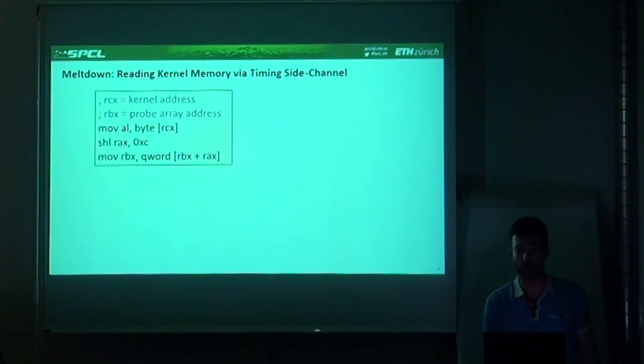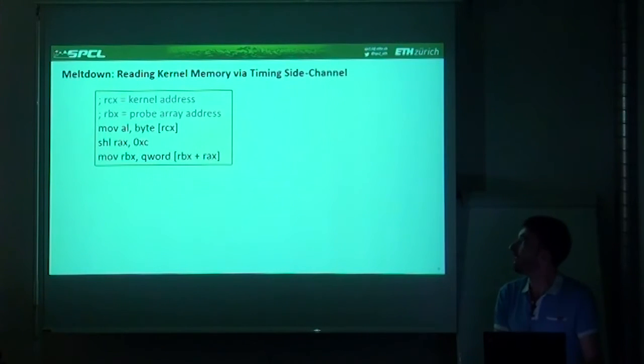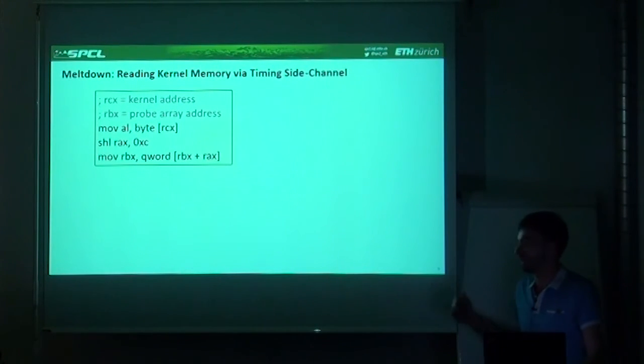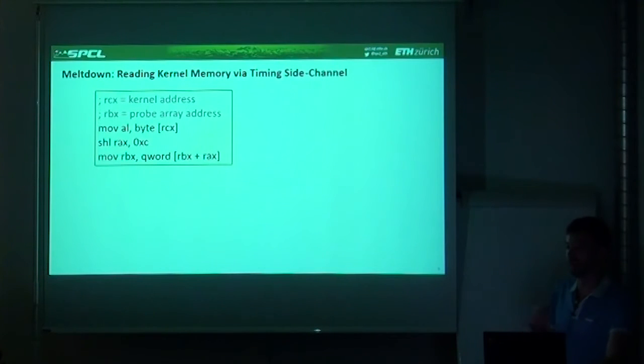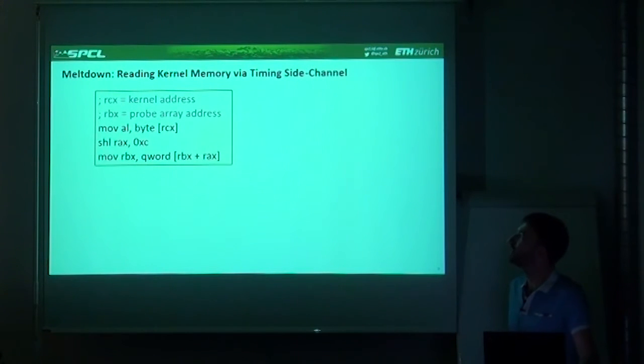Okay, so now let's go on to the real Meltdown. This is the code from the actual paper. What happens here is we have the CX register, which contains some kernel address. This is an address which contains a really cool secret, for example some password or SSH key or something like this that is in physical memory. And we have this probe array, which was always the A array in the previous slides, and the address of this is in BX.